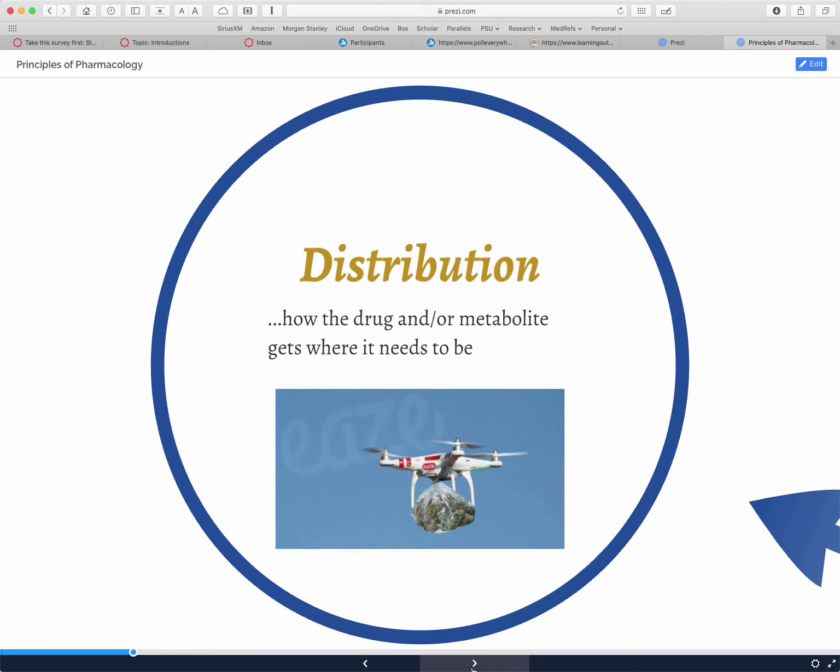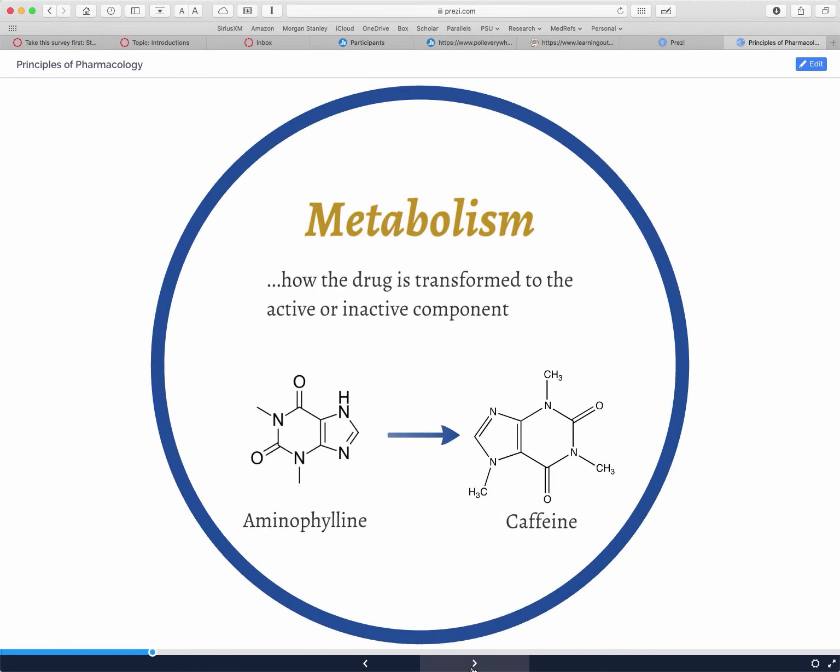When I looked up drug distribution on the web, it returned this picture, which is, according to the people who published this picture, the world's first drone delivery of marijuana. That's not really what I was going for, but it's essentially the same concept, right? We have the drug, in this case it's marijuana, and we want to get it to where it needs to go, which is the person who paid money for it, right? That's essentially what distribution is.